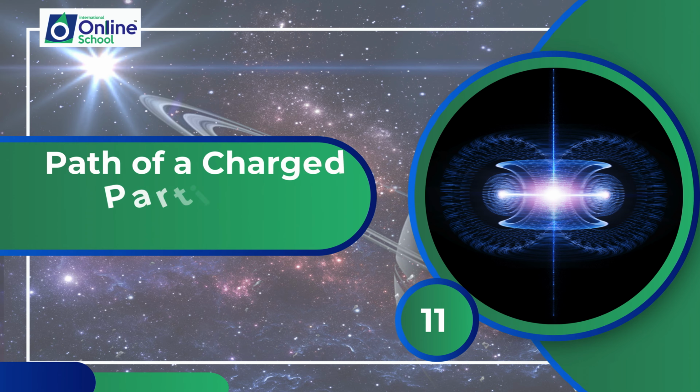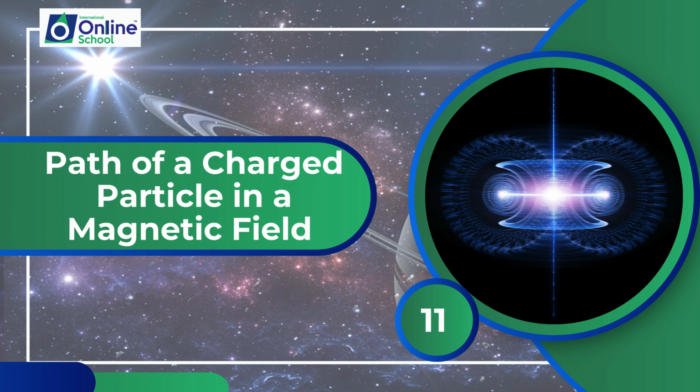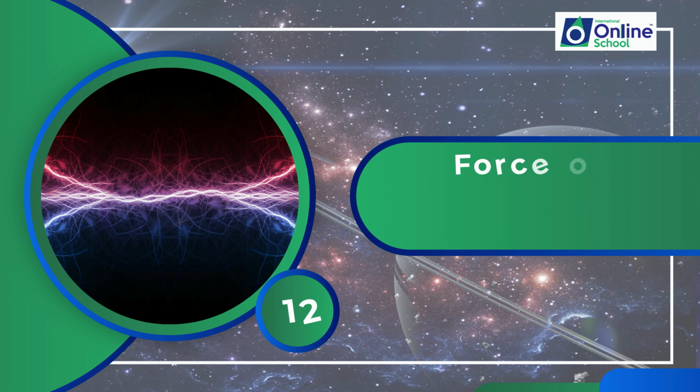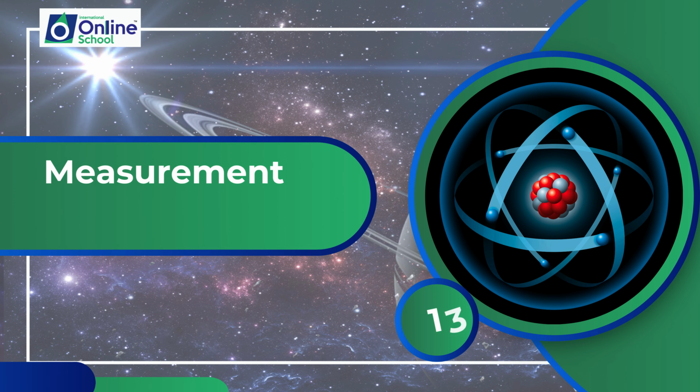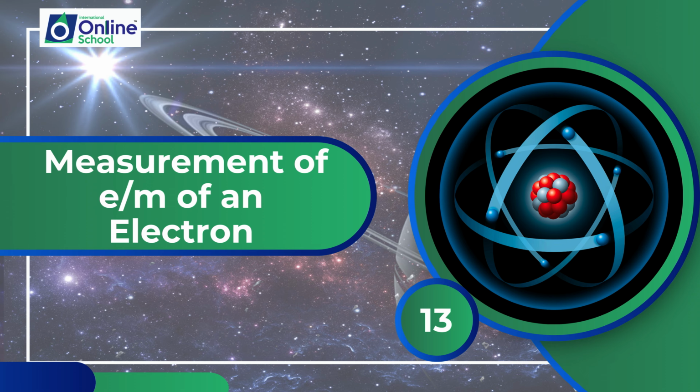You'll describe the trajectory of a charged particle moving perpendicular to a magnetic field. This lesson involves understanding the forces acting on the particle and its resulting motion. Students will explain how a force acts on a charged particle in a uniform magnetic field and explore the factors influencing this force. This lesson will cover the method for measuring the charge-to-mass ratio, e/m, of an electron using magnetic and electric fields. Students will learn the principles behind this fundamental measurement.